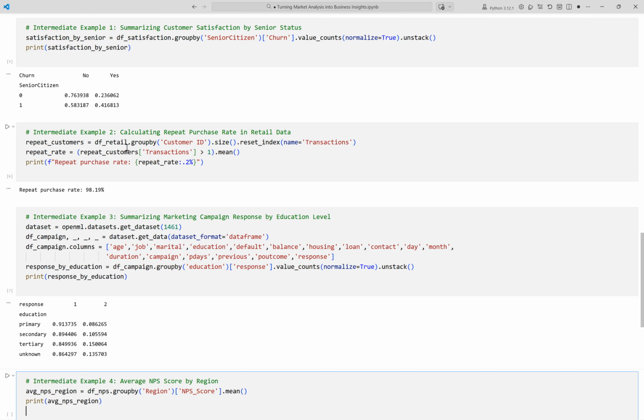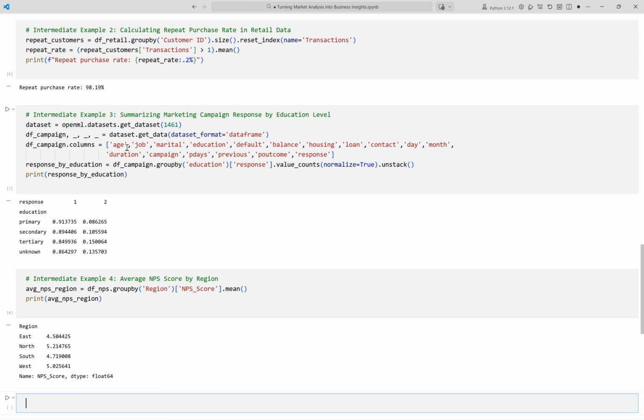Running the cell now. This output shows the average Net Promoter Score, NPS, for each region, highlighting customer satisfaction differences across geographic segments. Notice the variation in mean scores, which signals how regional factors might influence customer loyalty. This step is crucial for identifying target areas in marketing strategies and ensuring accurate group comparisons without missing or misencoded data. Which region might benefit from service improvements based on this?